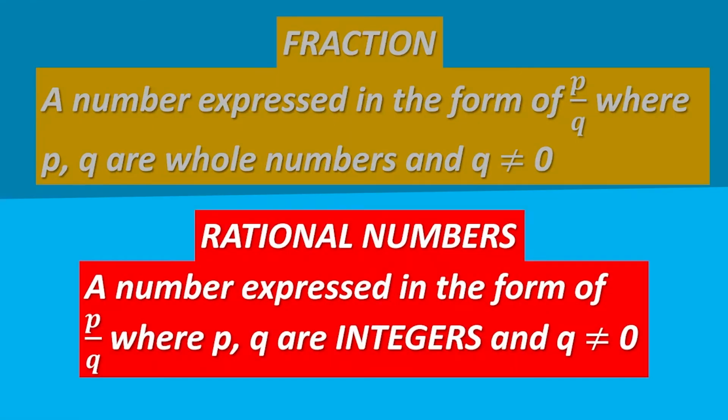In rational numbers, it's somewhat the same thing, except p and q are integers. That means they can also take negative values. So it's basically a number expressed in the form of p by q, where p and q are integers. So they can be positive integers or negative integers, and p can also be 0. Even in fractions, p can also be 0, but q cannot equal 0.